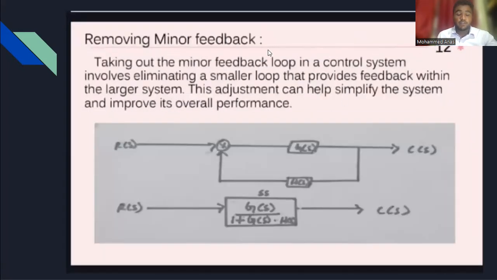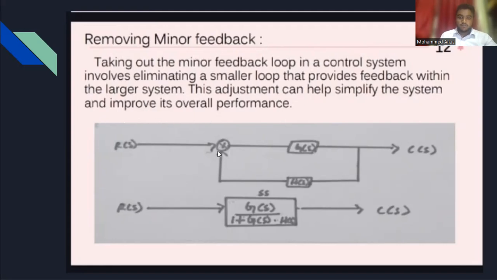Removing minor feedback. It is a very important rule. We have to keep it in mind because this rule is going to help in further modules also. Taking out the minor feedback loop in a control system involves eliminating a smaller loop that provides feedback within the larger system. This adjustment can help simplify the system and improve its overall performance.